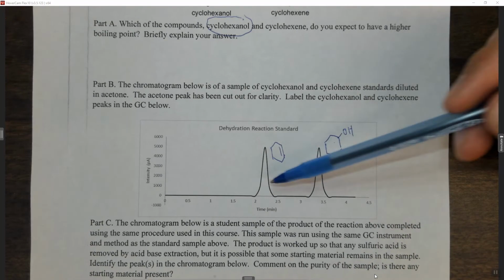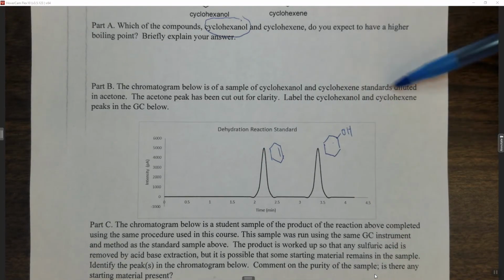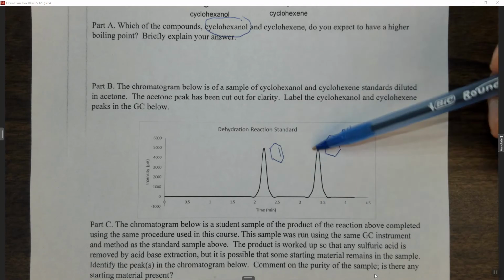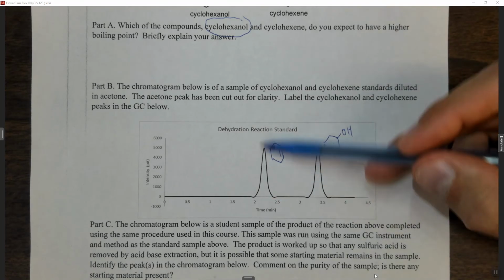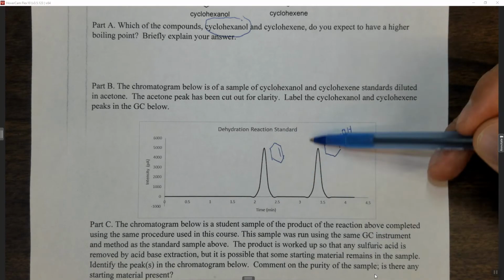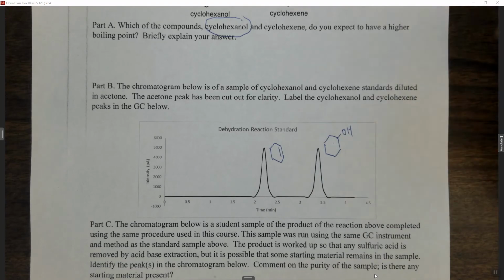And this is a standard. So basically we just mix these two things together that we buy from the chemical companies, dissolve them in acetone, shoot them in the GC, and then we can see their retention times. And you'll see here this is somewhere around 2.2-ish minutes, okay? And this one's somewhere around 3.4 minutes.